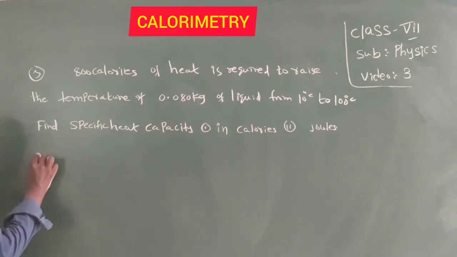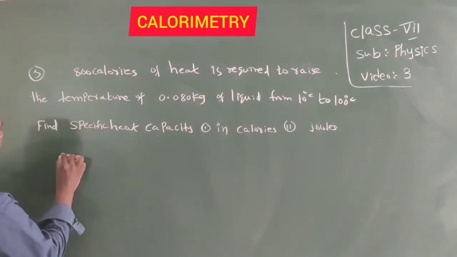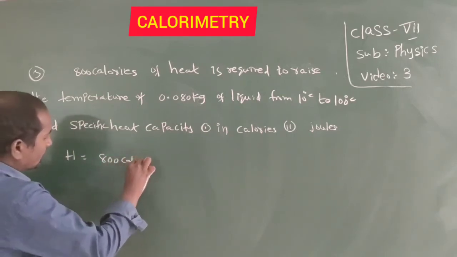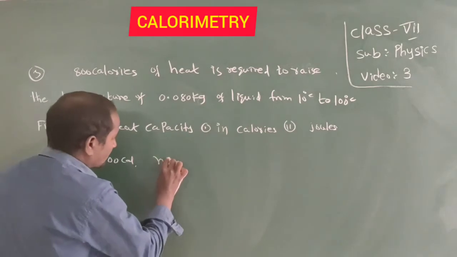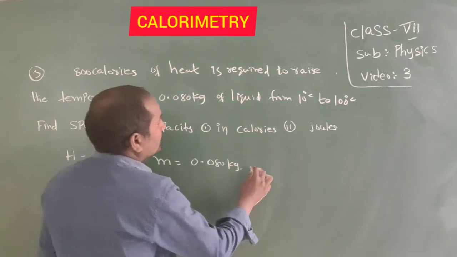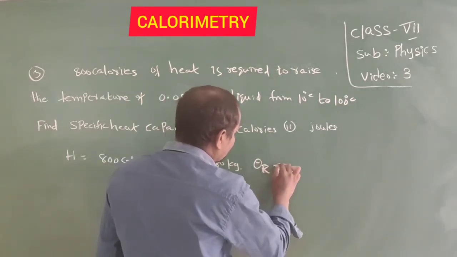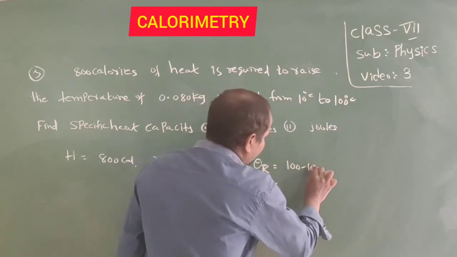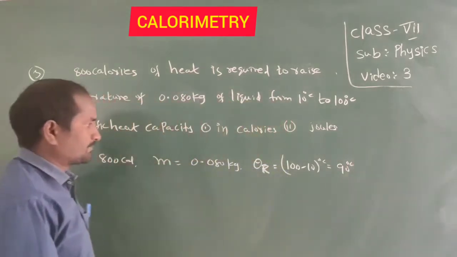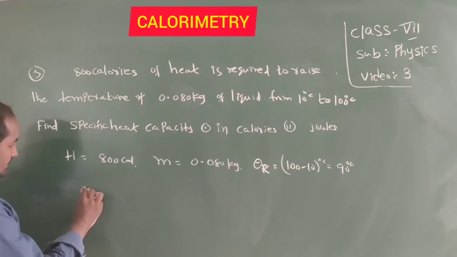So in the first one, mass is given and the heat energy is given. Heat energy equals 800 calories. Next, m equals 0.080 kg. Next, rise in temperature equals 100 minus 10 degrees Celsius, that equals 90 degrees Celsius. Okay. Now our aim is to find the C value.